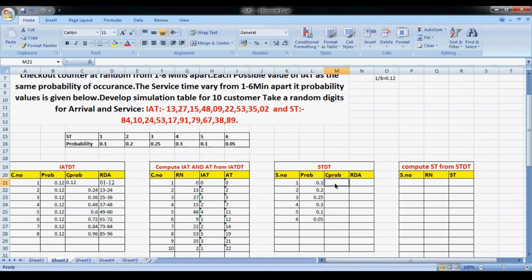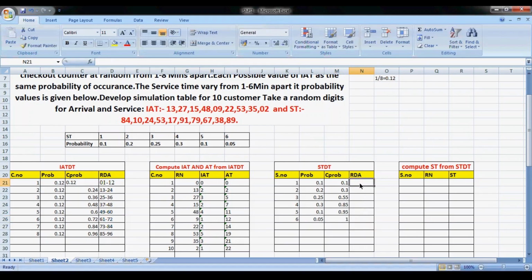Next we need to find out the cumulative probability. The cumulative probability for the first service number is 0.1. Then the cumulative probability for the second service is 0.1 plus 0.2, which gives 0.3. Next, the cumulative probability for service number 3 is 0.3 plus 0.25, which gives 0.55. Next 0.55 plus 0.3 gives 0.85. Next 0.85 plus 0.1 gives 0.95. 0.95 plus 0.05 gives 1.00. This is the cumulative probability value.